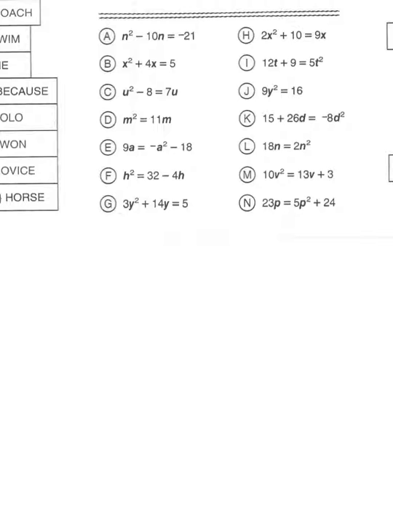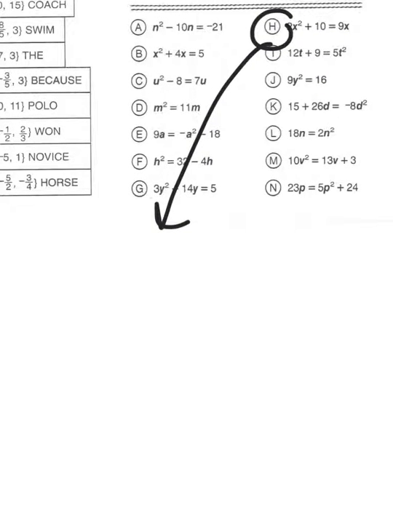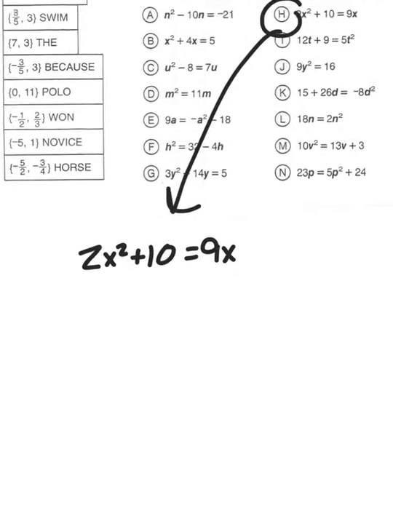Okay, picking out a couple on the right side now. Maybe I'll just start with the top one. I'll start with letter H. So 2x squared plus 10 equals 9x for this first one.